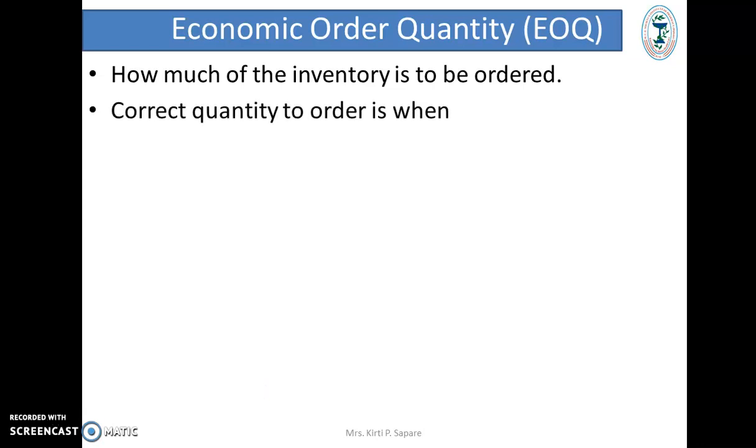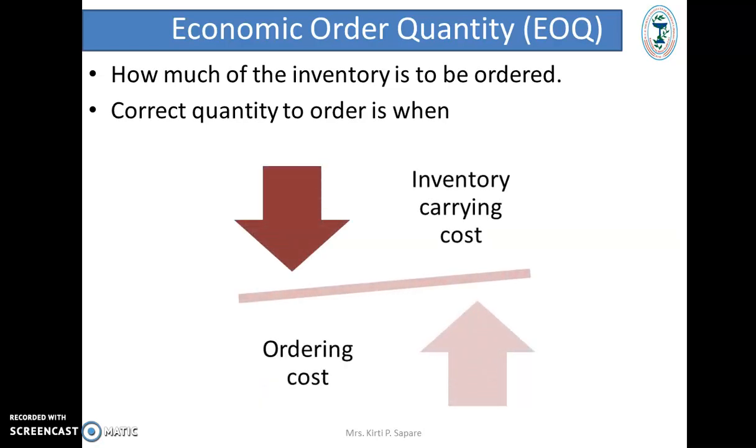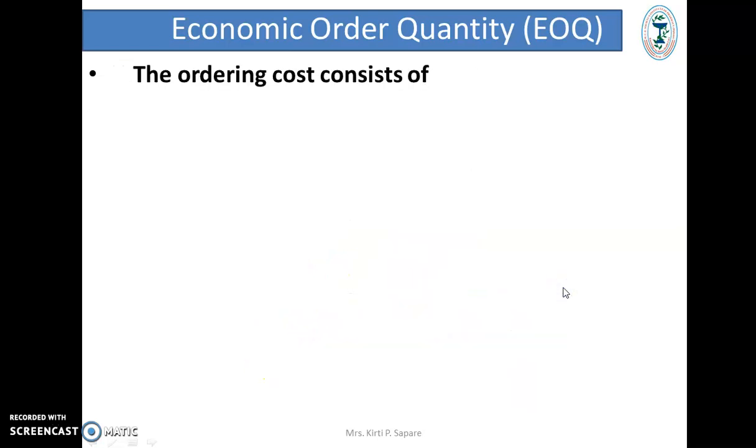The correct quantity to order the inventory is at which the ordering cost and inventory carrying cost will be minimum. So, if you want to order the inventory, you have to consider both these costs, that is inventory carrying cost and ordering cost, and both the costs should be minimum to order the inventory.